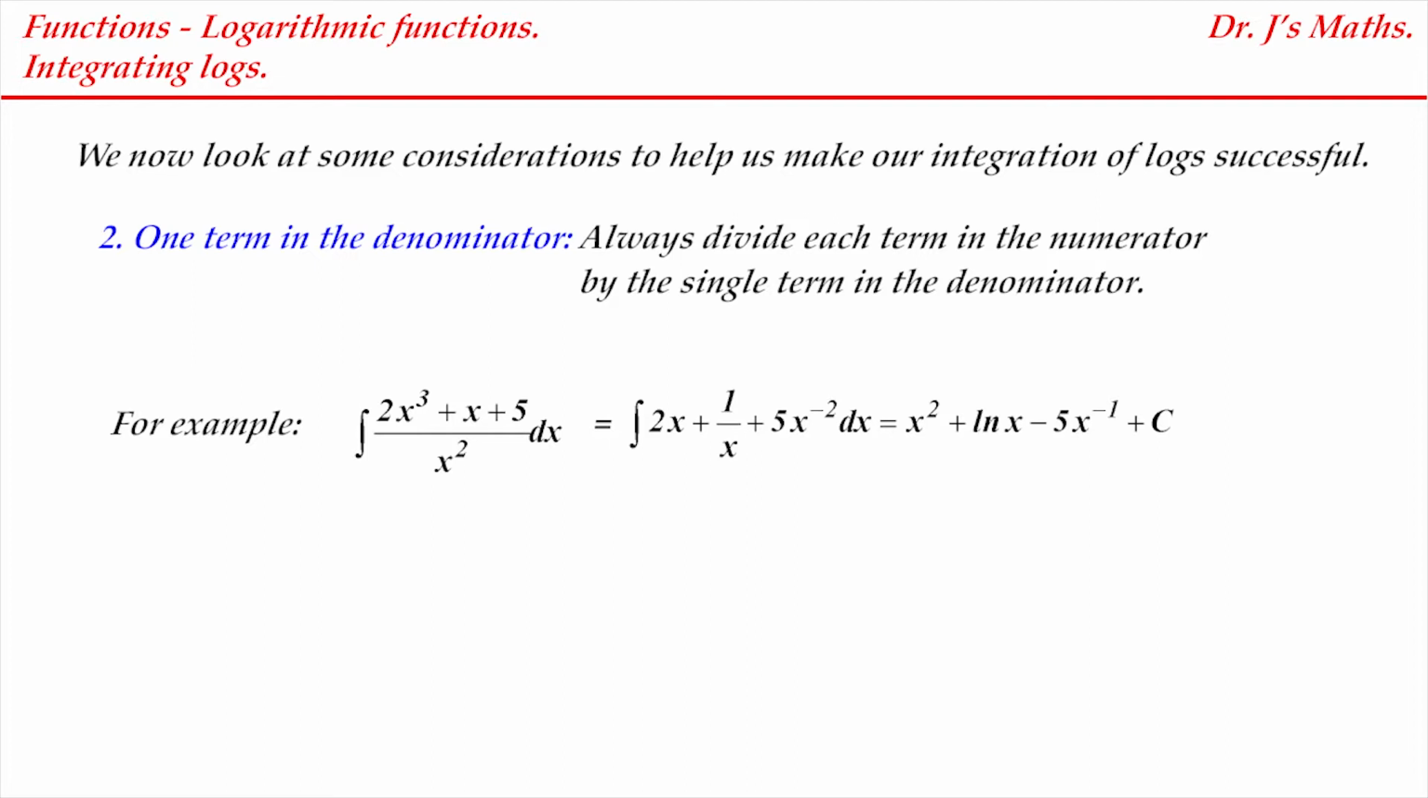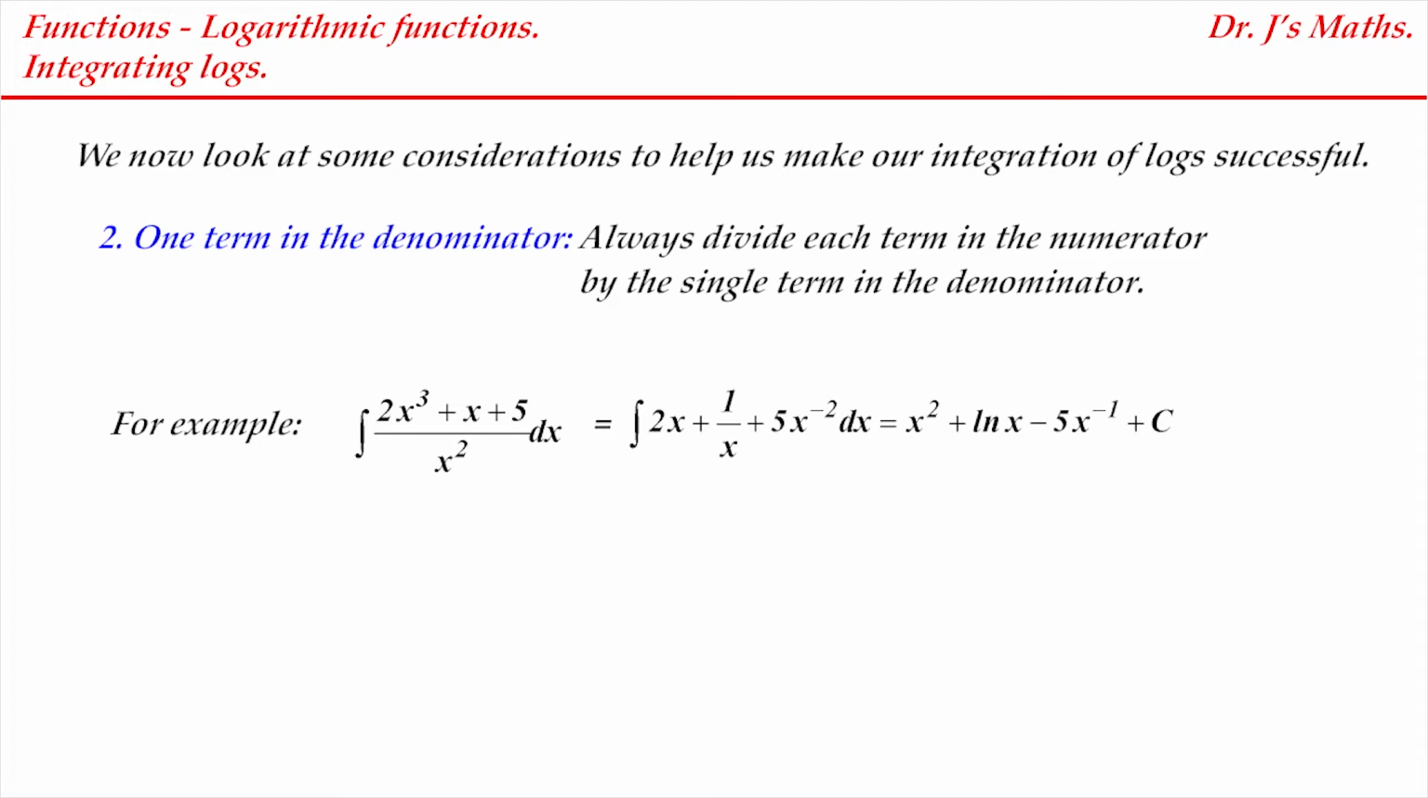So it's 2x cubed over x squared, which is 2x, plus x over x squared. Now that does become a 1 over x, and therefore it's familiar. We're going to have a log out of that one. And then the last one is 5 over x squared, which we can write as 5 times x to the minus 2. So now we can do our integration.